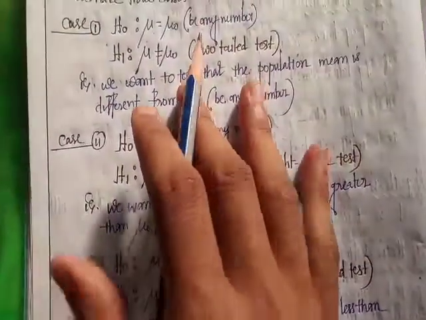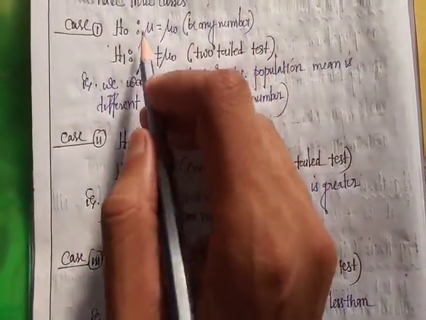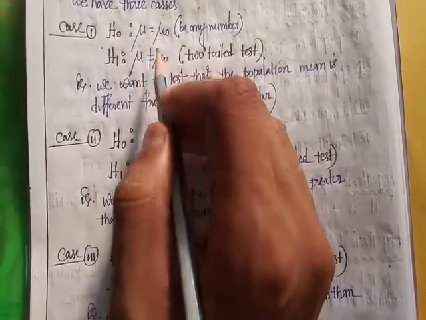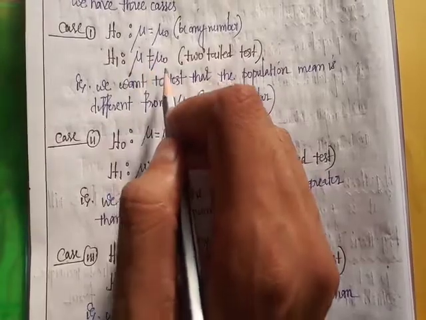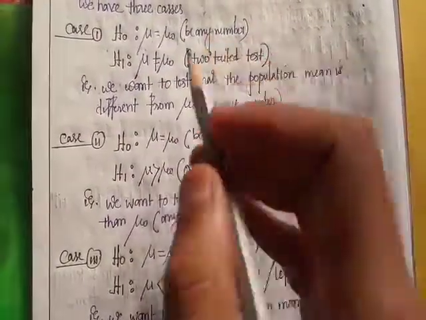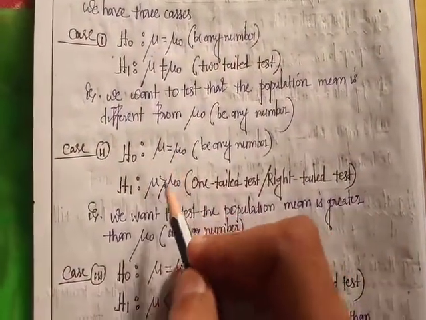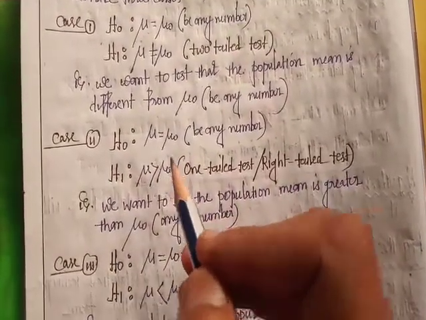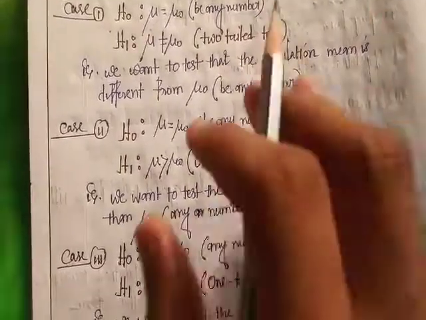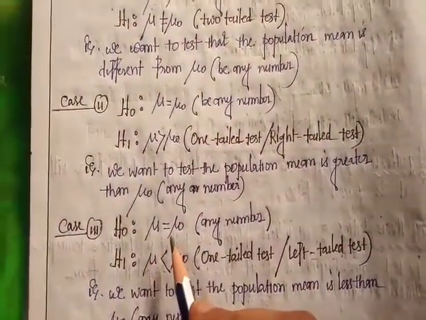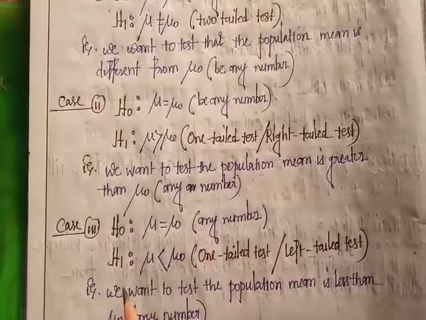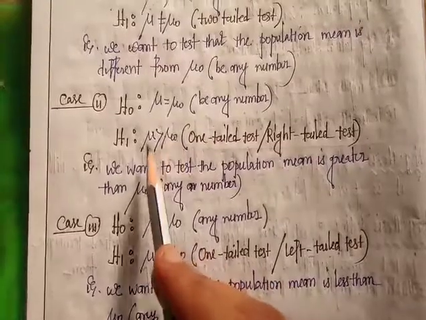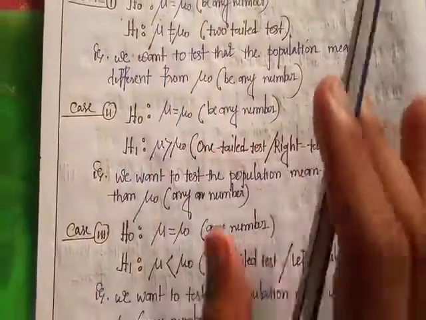There are three cases. First case: when the null hypothesis is mu equal to mu naught, then the alternative hypothesis will be mu not equal to mu naught. Not equal to means two-tailed test. If the alternative hypothesis is mu greater than mu naught, this is called right tail test. If the alternative hypothesis is mu less than mu naught, this is called left tail test. Not equal to means two-tailed test, greater than means right tail test, less than means left tail test.